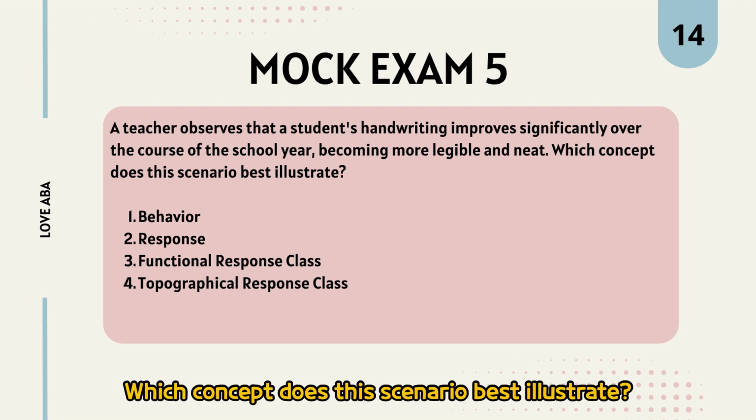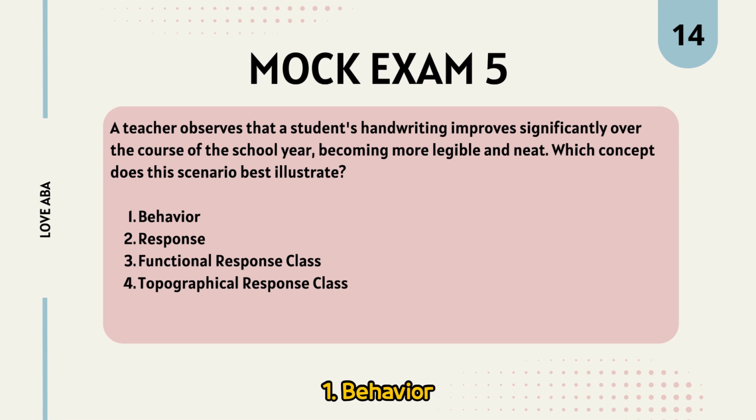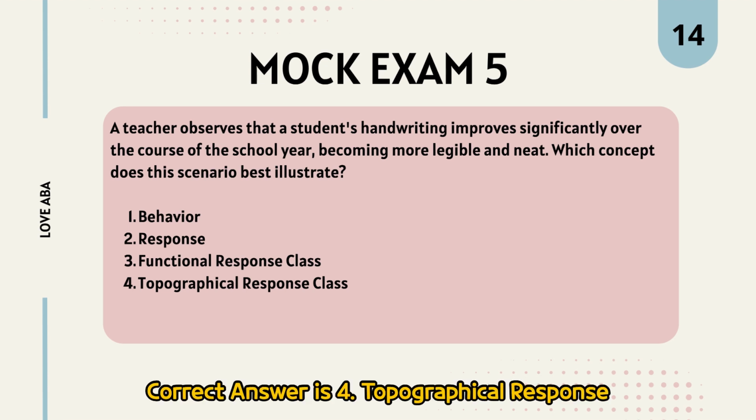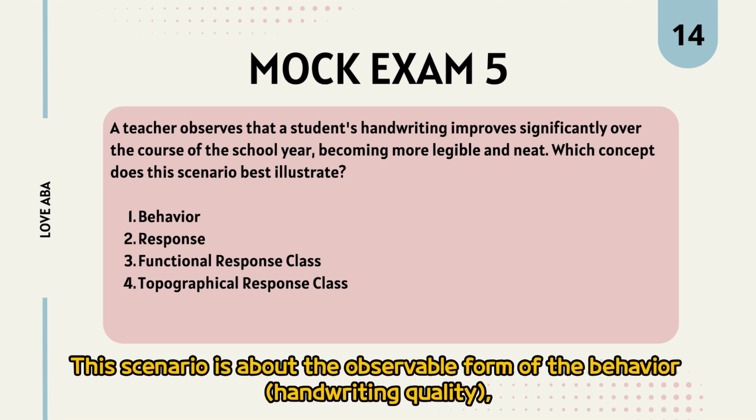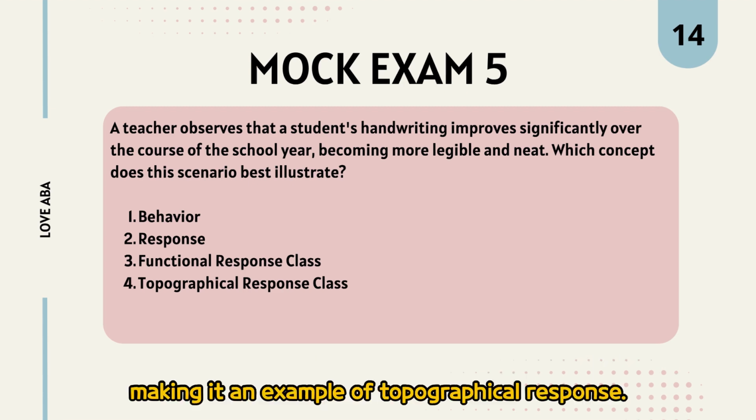Which concept does this scenario best illustrate? 1. Behavior. 2. Response. 3. Functional response class. 4. Topographical response class. Correct answer is 4. Topographical response. This scenario is about the observable form of the behavior, handwriting quality, making it an example of topographical response.